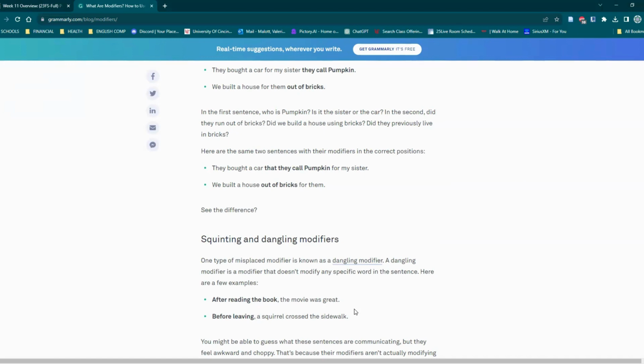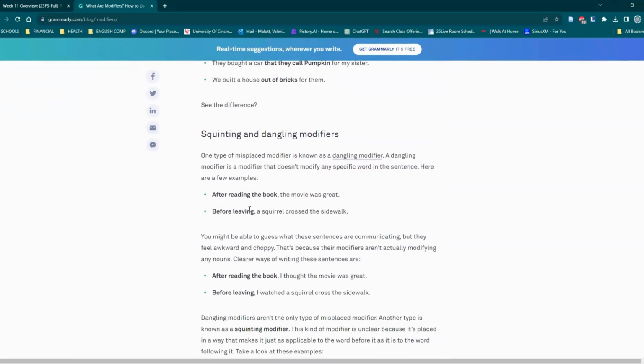Well, what does that mean, right? And "Before leaving, a squirrel crossed the sidewalk." Well, who is leaving and who was reading the book? It doesn't really tell us all that much. Sometimes when you have sentences like this, you have to guess at what the writer is trying to say. And it's often awkward or choppy and can be difficult to decipher.